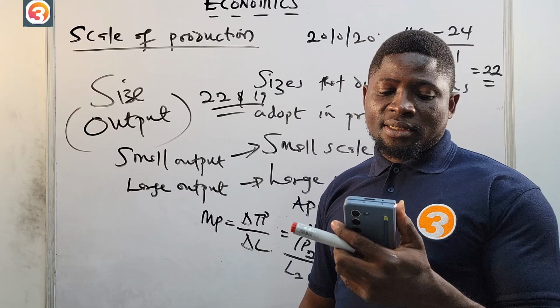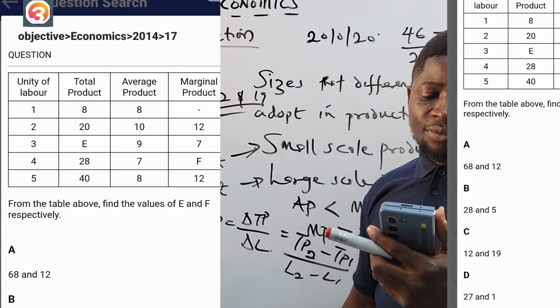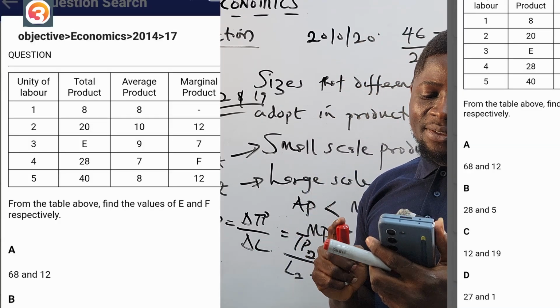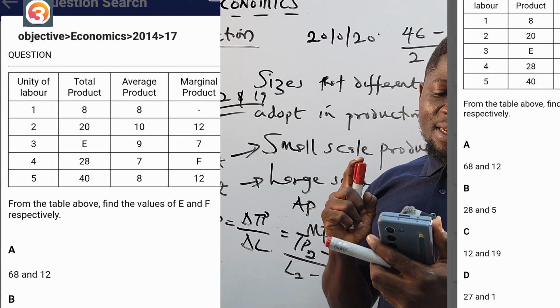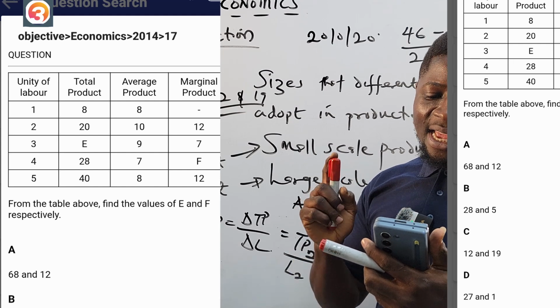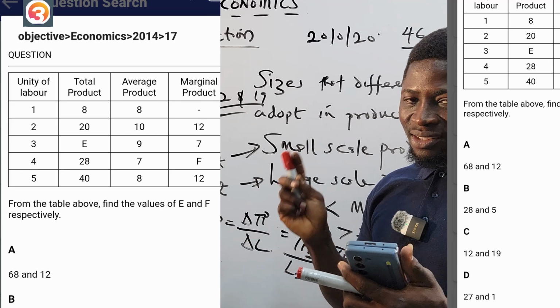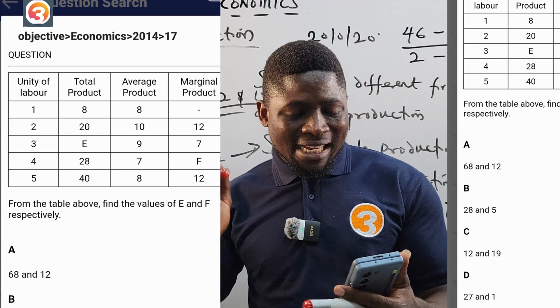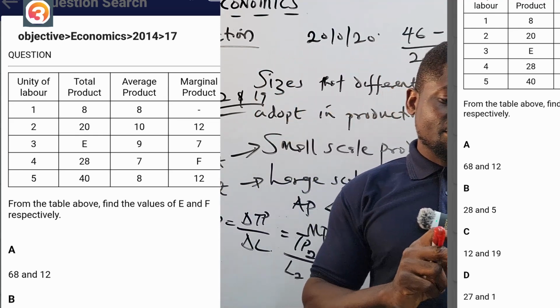2014, number 17. It says, from the table above, find the values of E and F, respectively. So E is under total product, while F is under marginal product. All right, so please find the answer. Tell me the correct option in the comment section.